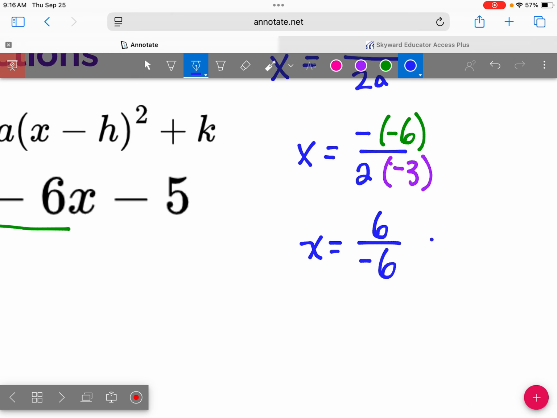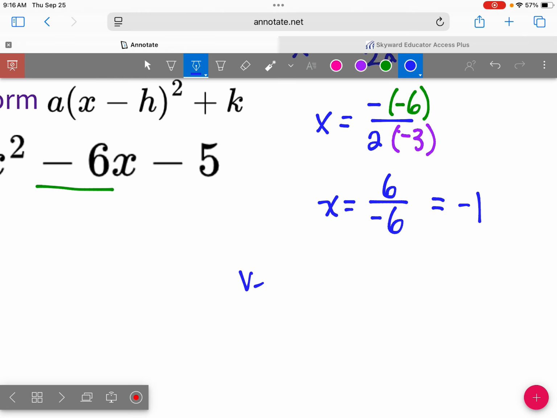So where is our axis of symmetry? -1. So for our vertex, we know that the x value is going to be at -1. We can find the y value. We can substitute that in. You can use a calculator. You can do it by hand. It'd be really, really clear.